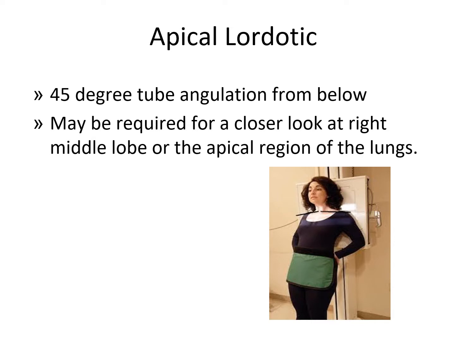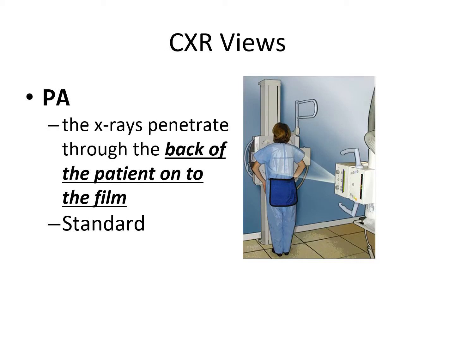So here is another picture of that apical lordic view, where she's leaning a little bit more towards the film than being on her back, looking more at the right middle lobe or the apical area of the lungs. So here again is the PA. The x-rays penetrate from the back of the patient to the film, so the film is actually on her front side, and that's fairly standard. If you go have an x-ray done, that's generally how they'll have you stand. They don't want your arms out to the side so you're not creating any kind of shadow.